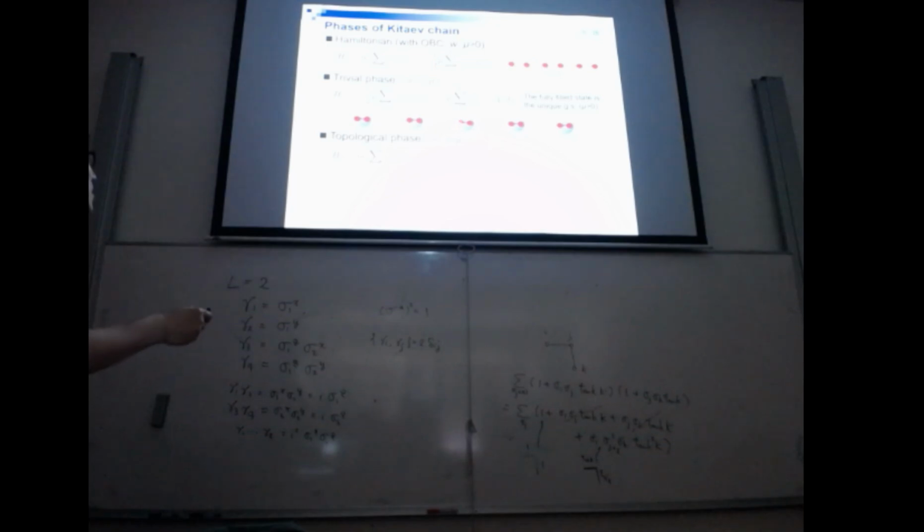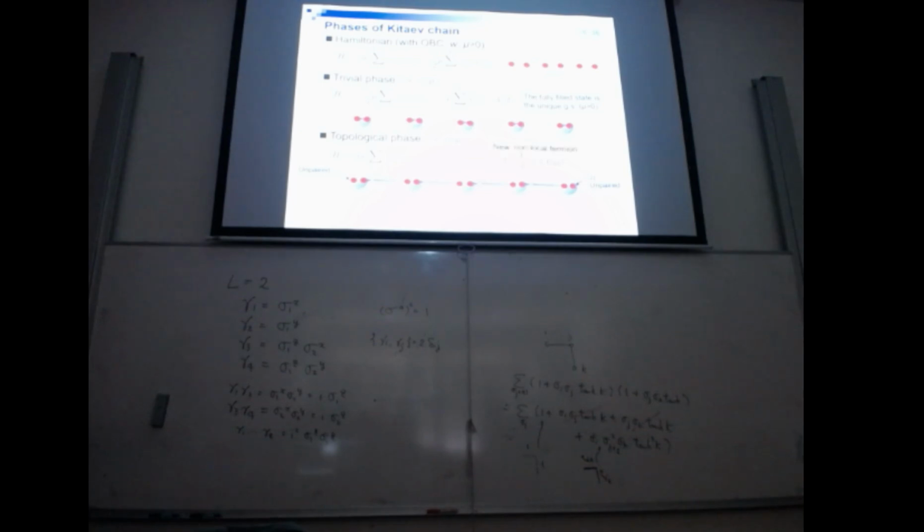But let's consider the other extreme limit, where W is much larger than mu. In which case, the first term dominates the Hamiltonian, right? In this case, in terms of Majorana fermions, you have these inter-site couplings. But you see here, this j index runs from 1 to L minus 1. So in this Hamiltonian, you don't have gamma 1 and gamma 2L. They don't appear in this Hamiltonian.